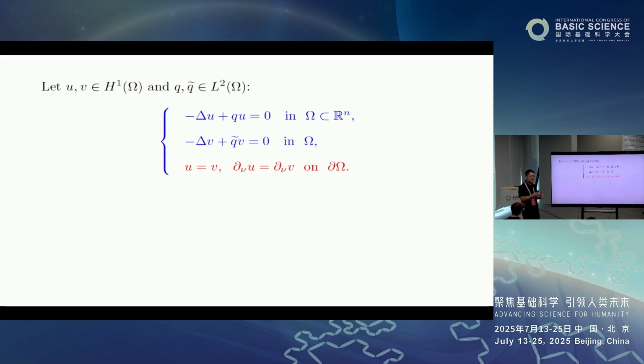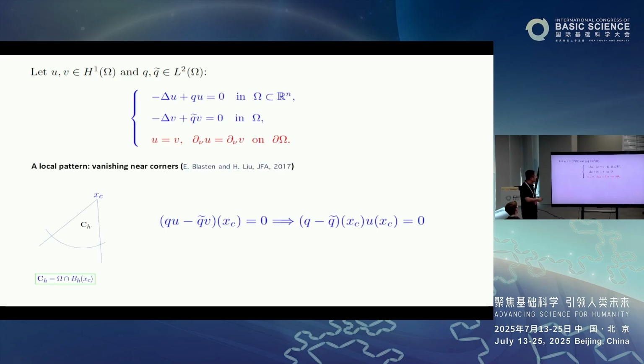So let's suppose there exist non-trivial solutions to this coupled PDE, and we are interested in finding the intrinsic structures of this u and v, and also their quantitative relation to the coefficient configuration, let's say q and q tilde, and also the geometry and the topology of this domain omega. That's what we call pattern information.